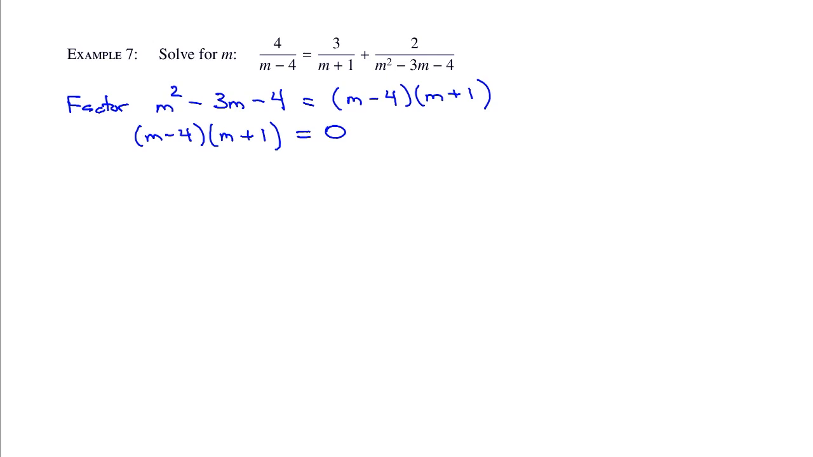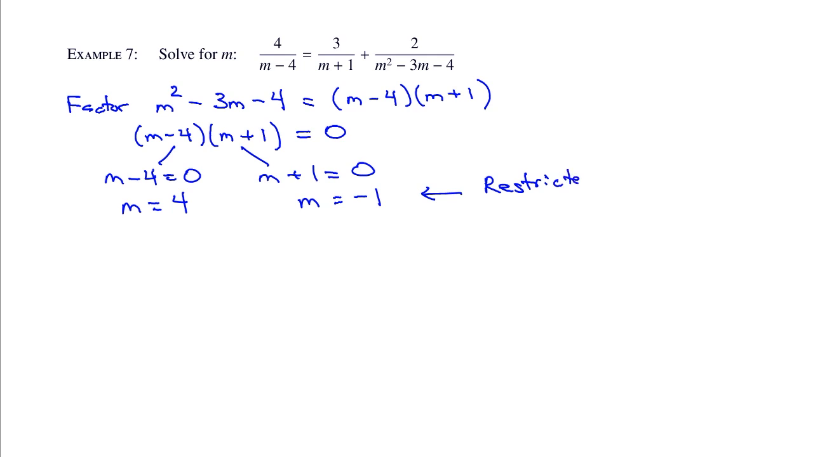When you set an expression that has multiple factors, here we have two factors, m minus 4 and m plus 1, equal to 0 and you want to solve, you just split it up along its factors and set each of the factors equal to 0. So m minus 4 equals 0, and m plus 1 is equal to 0. The restricted values are m equals 4 and m equals negative 1. Again, remember that at the end we cannot have m equals 4 or m equals negative 1 as a solution to the problem.